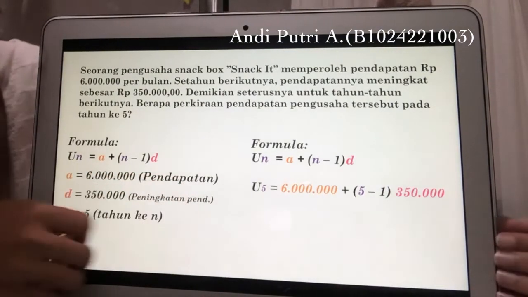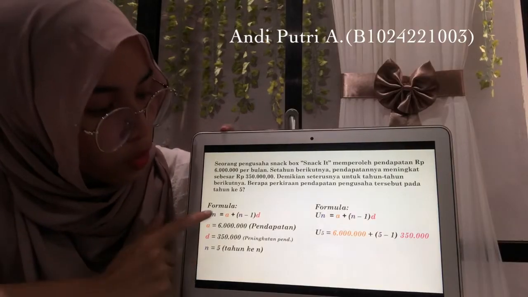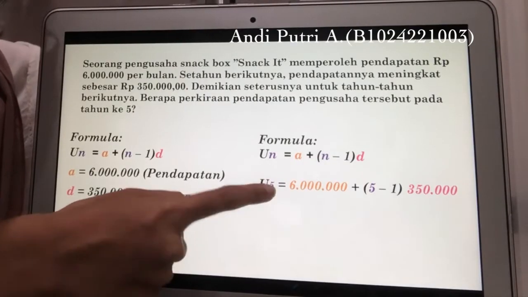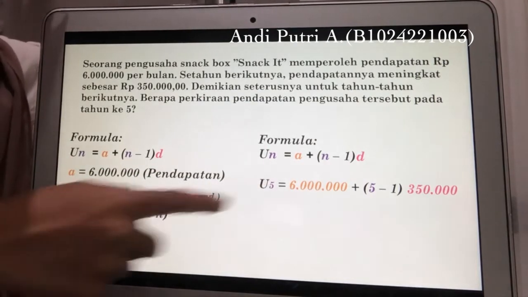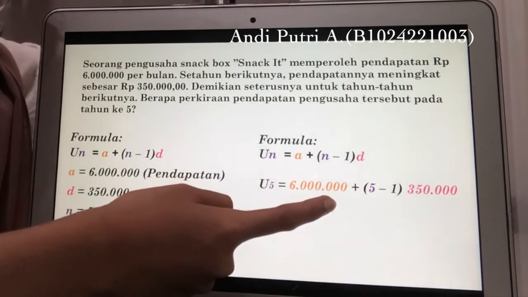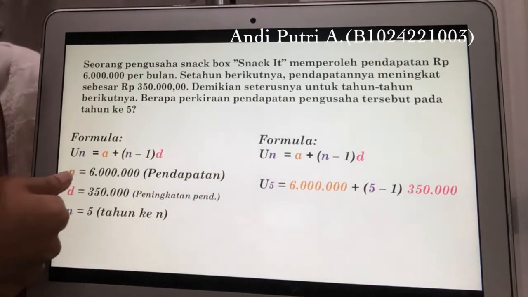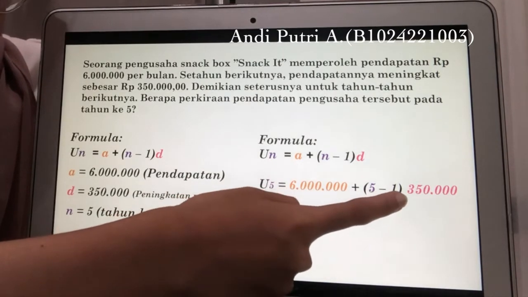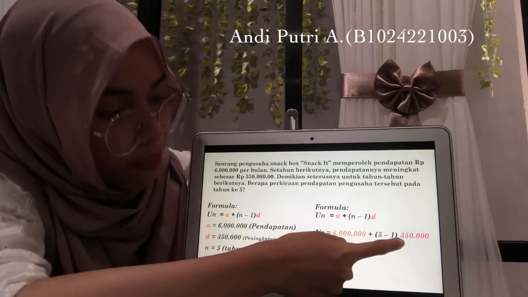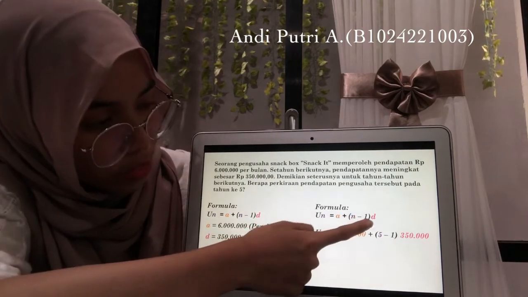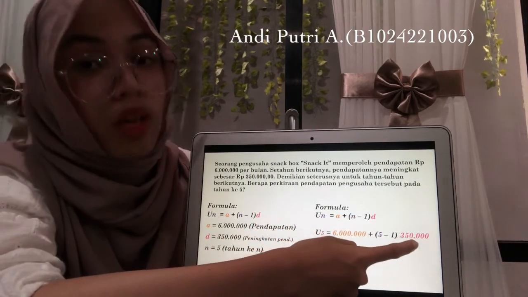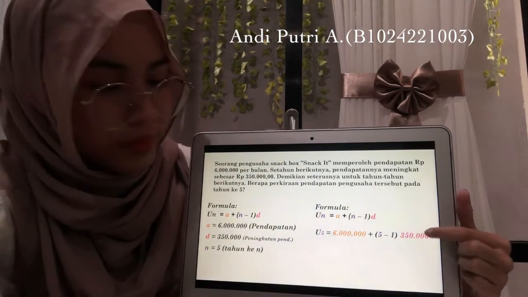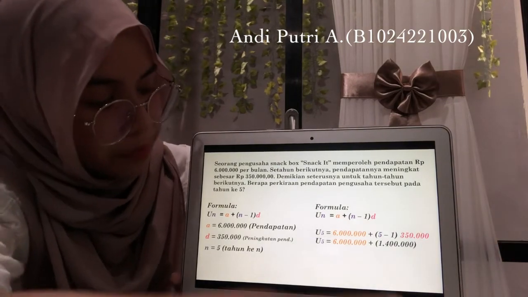This is how it's going to look when we insert all the numbers into the formula. So U5 equals, 5 here because the n here is 5, equals 6 million rupiah, because the a here is 6 million, plus 5 minus 1 multiplied by 350,000 rupiah, because the d, or the difference, is 350,000 rupiah. And then we can start to calculate from this side, which is going to look like this.